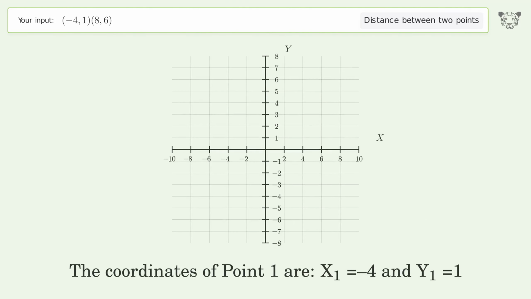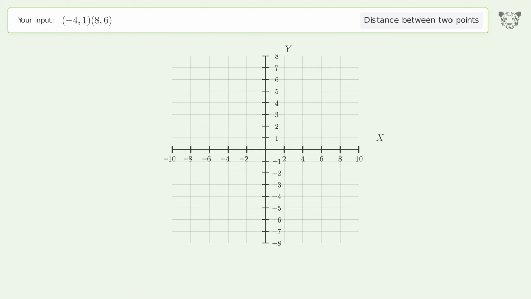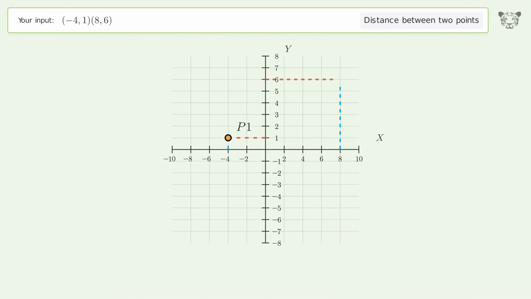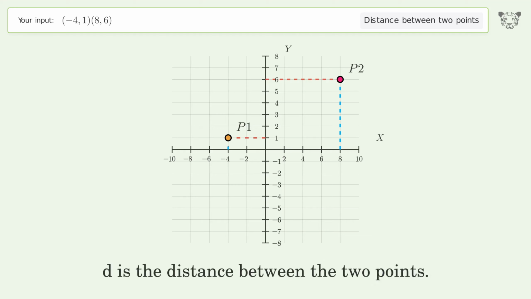The coordinates of point 1 are x1 equals -4 and y1 equals 1. The coordinates of point 2 are x2 equals 8 and y2 equals 6. D is the distance between the 2 points.